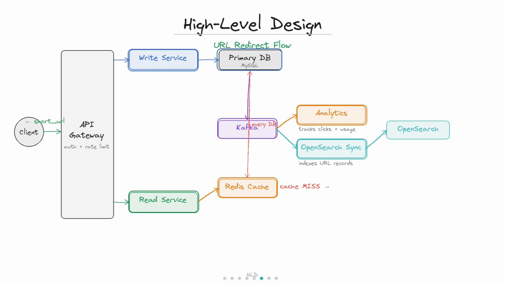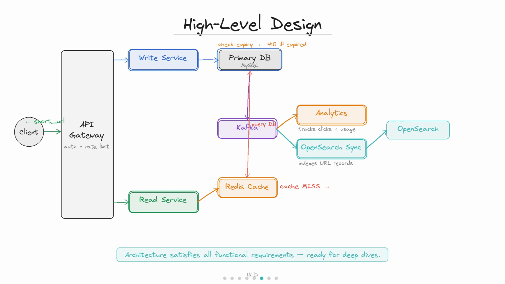What about expiration? On every redirect, the read service checks the expiration timestamp stored on the URL record. If the link is expired, it returns an HTTP 410 Gone. Simple, no cron job needed. This architecture satisfies all four functional requirements and sets us up cleanly for the deep dives.